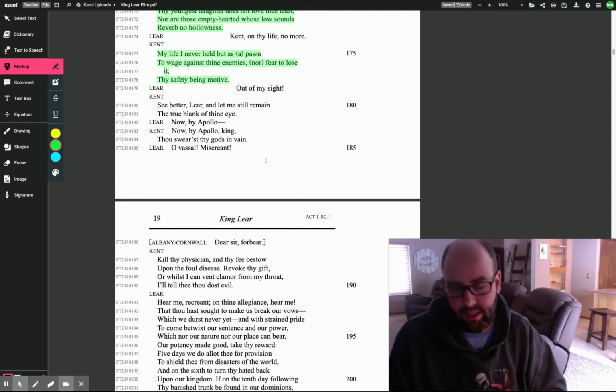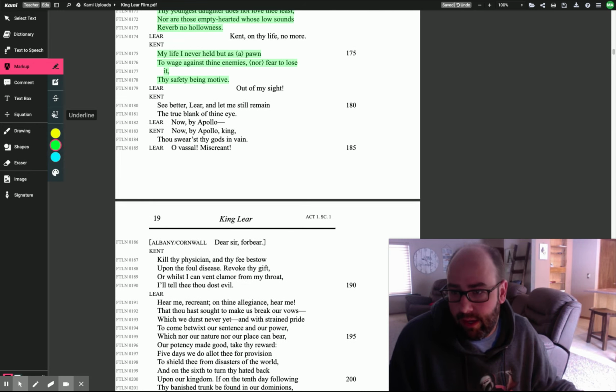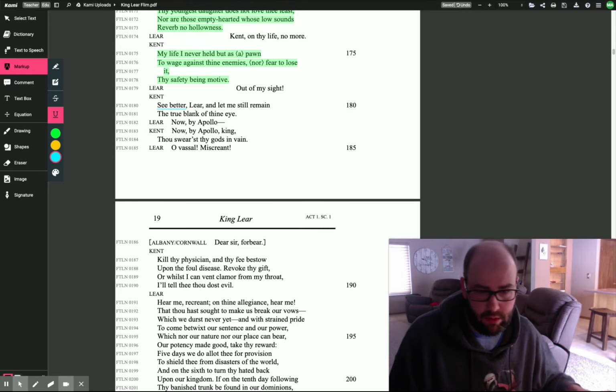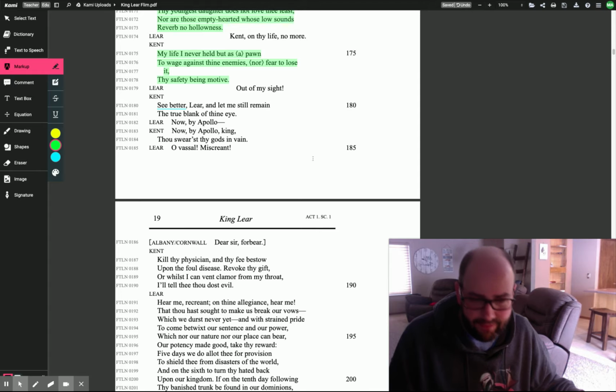See better, Lear. And I want us to underline that, okay? Because once again, we have that motif of sight. See better, Lear. Like, come on. You have to see this.